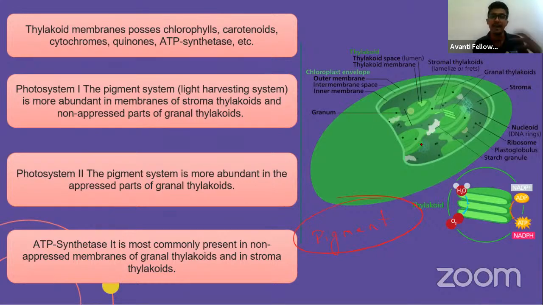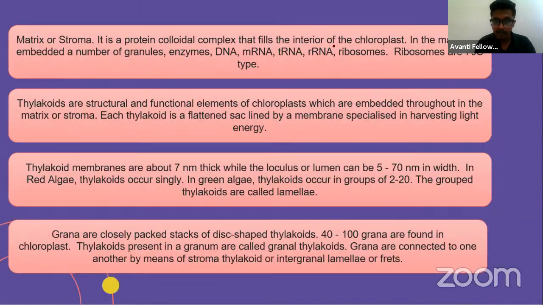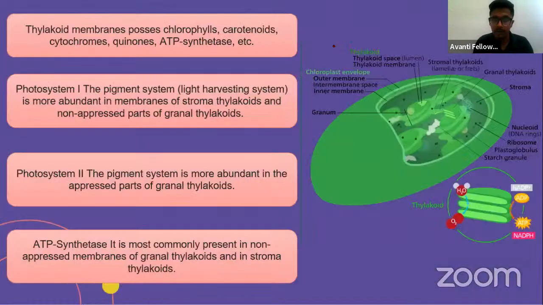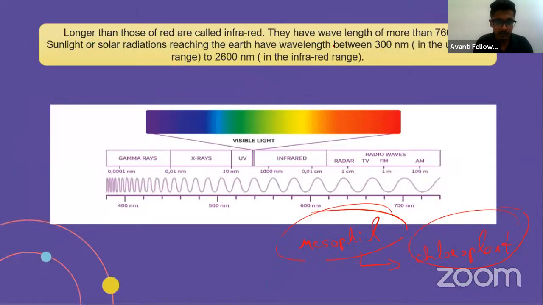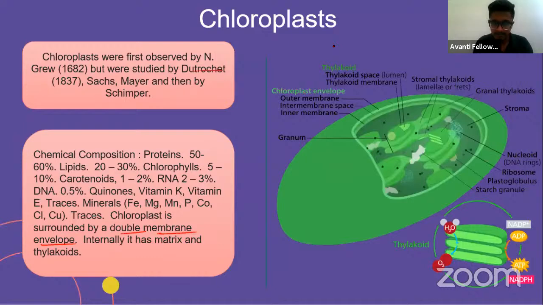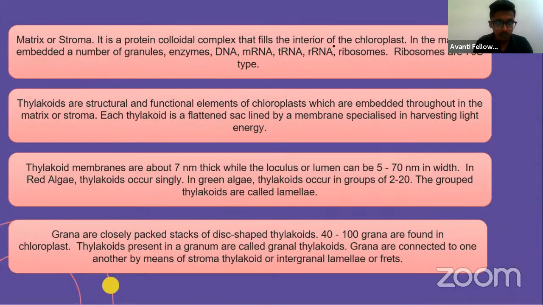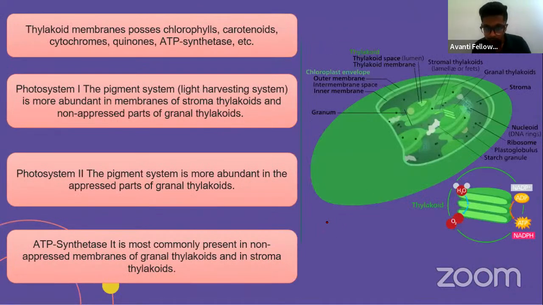But it is not completely true. If you observe the pigments present in your leaf, you come across major pigments like chlorophyll A, chlorophyll B, and then we have carotenoids and xanthophyll. This is the whole set of pigments that are present.